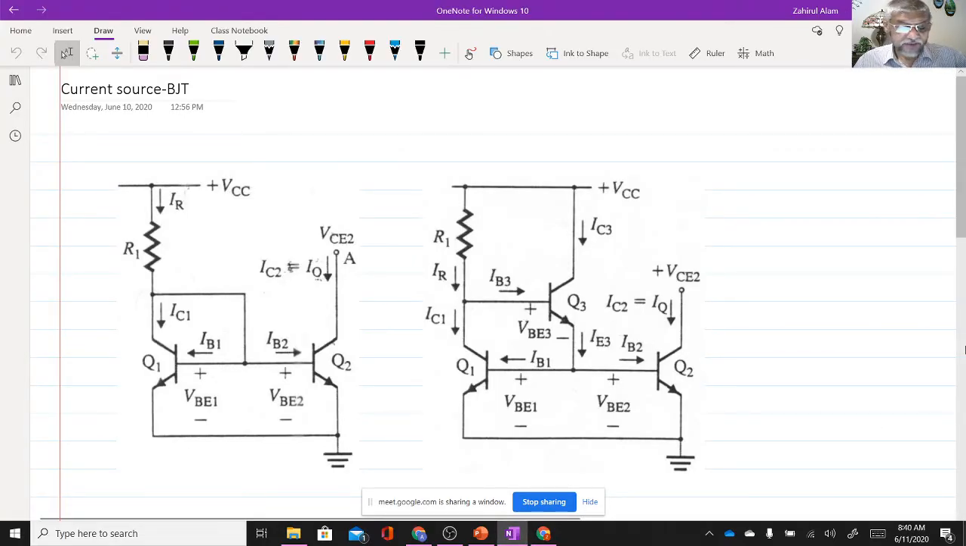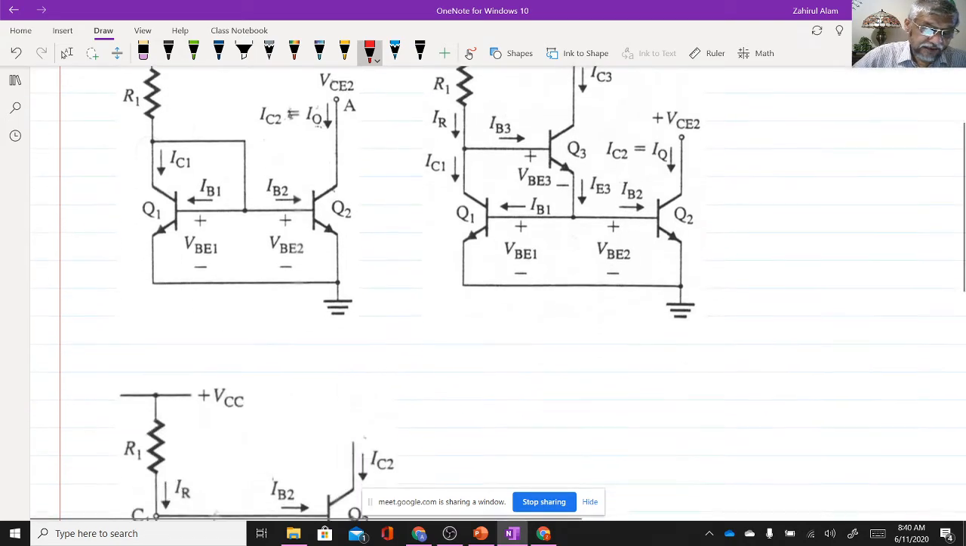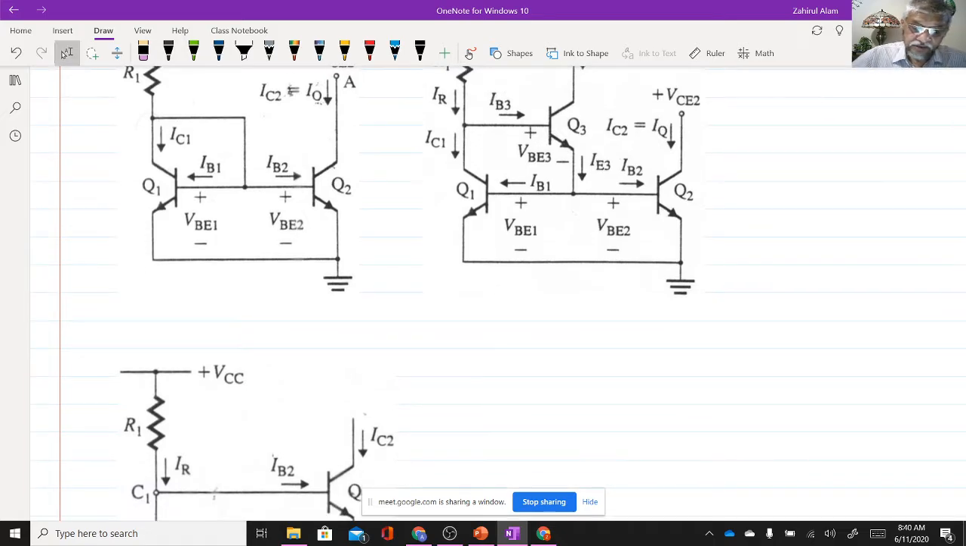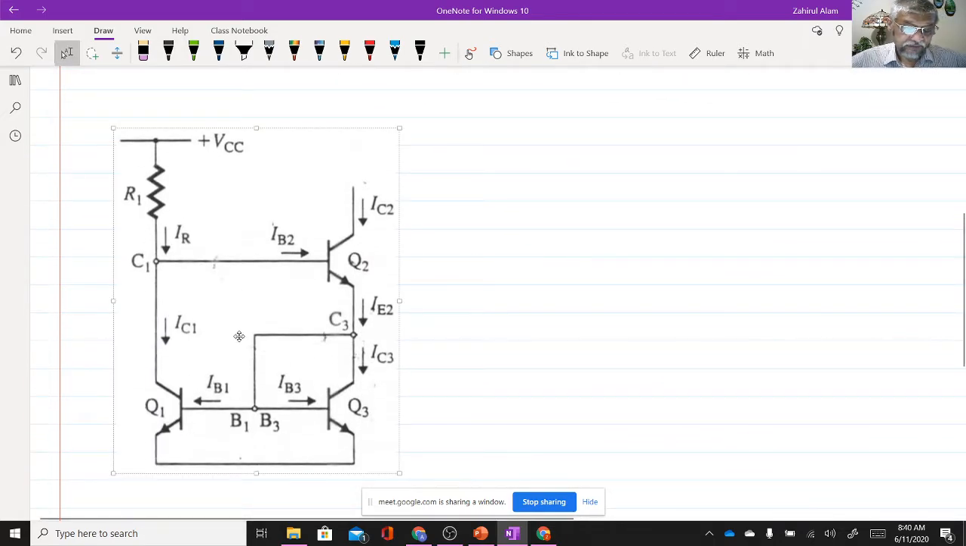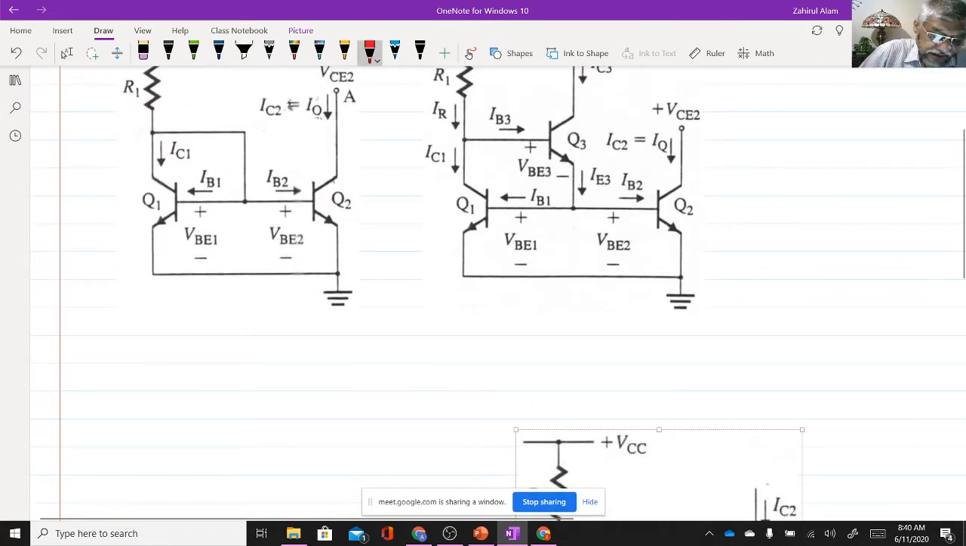Last class we studied two types of current sources. One is the basic current source, which has 2 transistors, and another is the modified current source. Also, we derived the relationship between these two. Let me shift this one. This one we have derived.